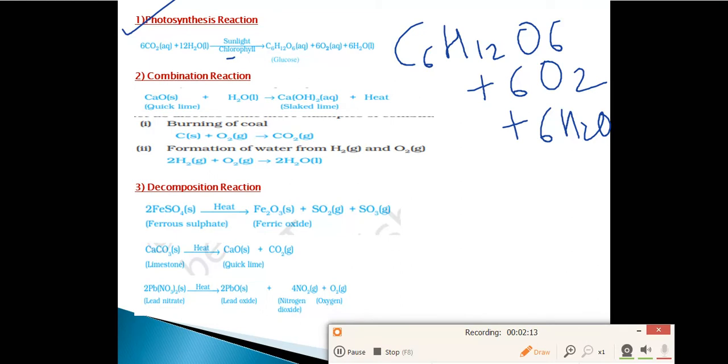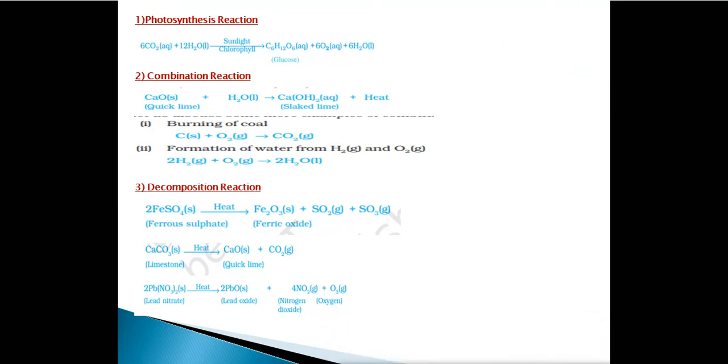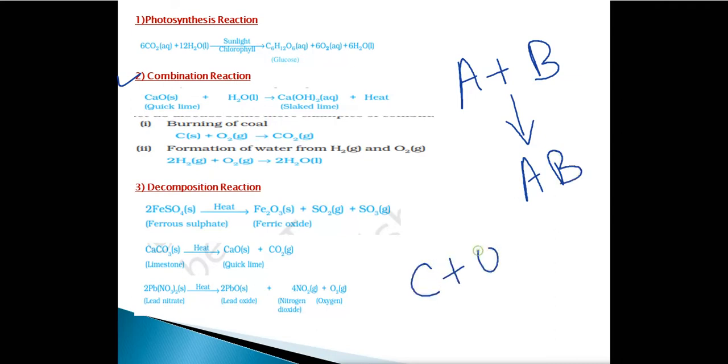Now let's come to the types of reaction. The first type of reaction which you have to read in this chapter is the combination reaction. From the name you can understand, combination means two substances are combining together to give you a single product. So what is a combination reaction? In a combination reaction, two reactants react together to give a single product. For example, A and B are two reactants. They will combine to give you a single product AB. In the same way, you can write C plus O2 gives CO2. It is also an example of a combination reaction.